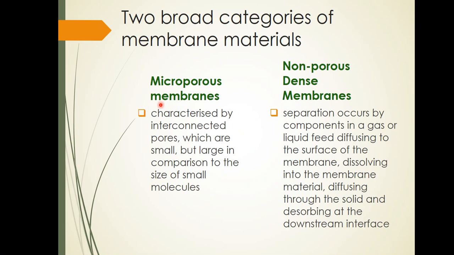So speaking of membranes again, if we want to classify them crudely, they can be microporous, meaning they have small pores but large in comparison to the size of the small molecules. And they can also be non-porous dense membranes. So how does separation happen in such a membrane which is non-porous and dense? So separation occurs by components in a gas or liquid feed, take note, diffusing to the surface of the membrane, dissolving into the membrane material.